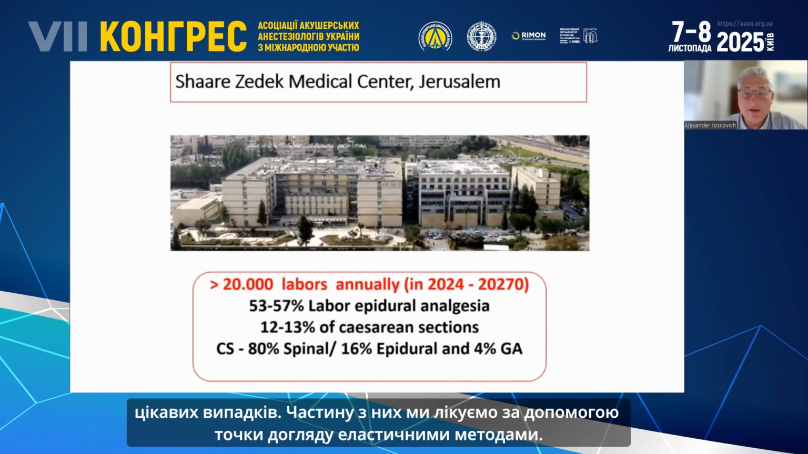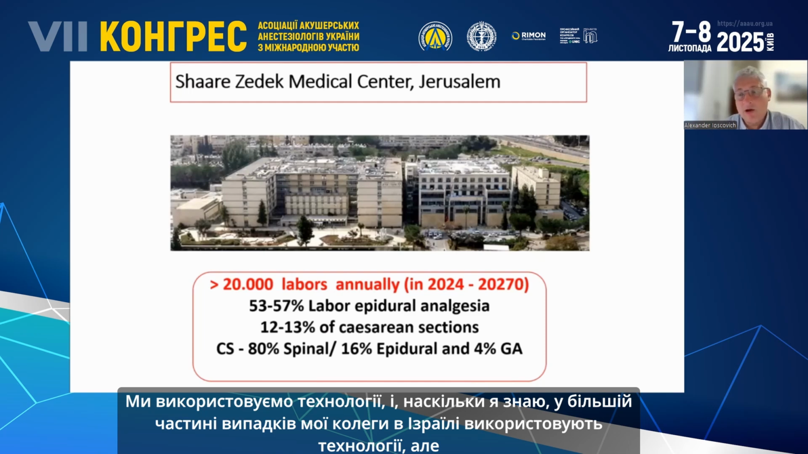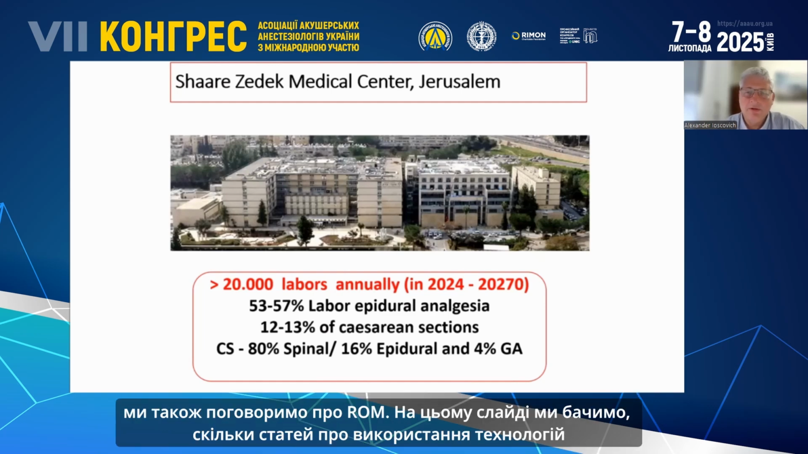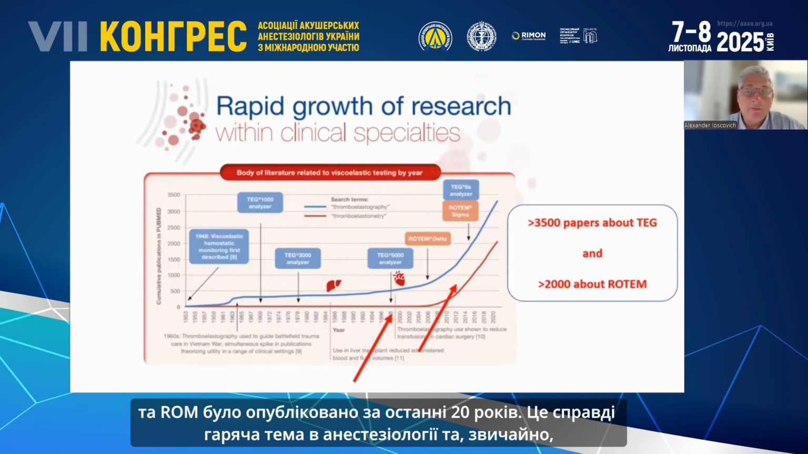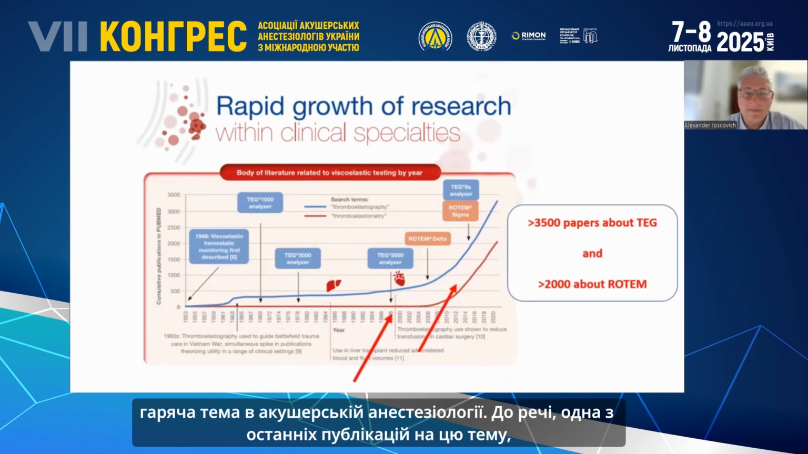Part of them we treat with the use of point-of-care viscoelastic methods. We use TEG, and as far as I know, the biggest part of my colleagues in Israel use TEG. But we will talk about ROTEM too. On this slide, we can see how many papers about the use of TEG and ROTEM were published in the last 20 years. This is a really hot topic in anesthesia, and of course, a hot topic in obstetric anesthesia.